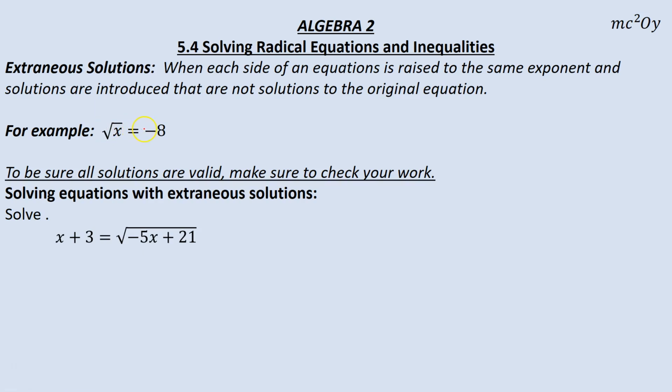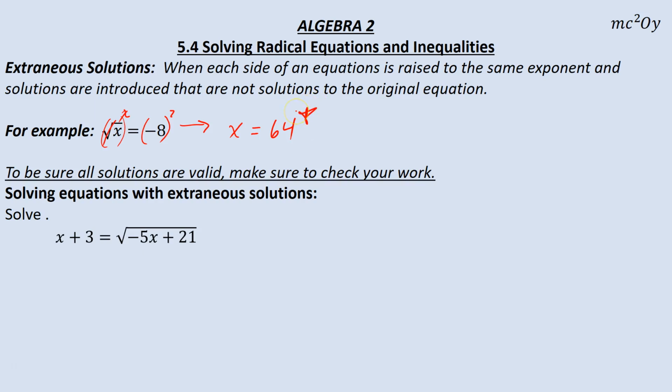The root of x is equal to -8. So let's say you just didn't realize, hey, a square root can't equal a negative. So you're like, okay, I'm just going to square both sides. All right, seems logical. That would give me x, those would cancel, is equal to, well, -8 squared is 64. So you go, all right, x is equal to 64, so I'm good to go.